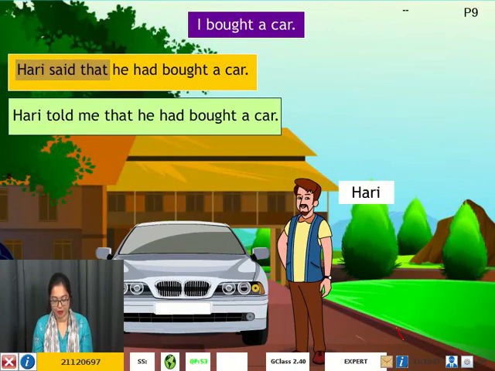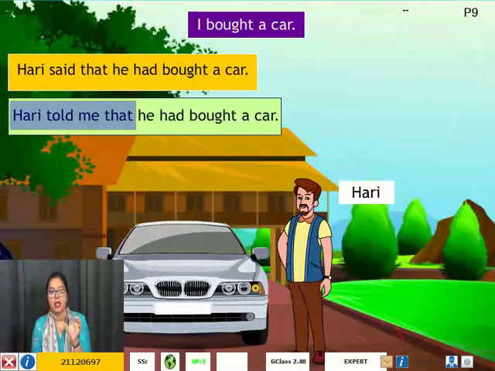Now you see "Hari said that" is highlighted. Instead of said, we can also use the word told, as I have already told you earlier. And in both the sentences, you can see that is used as a connector.